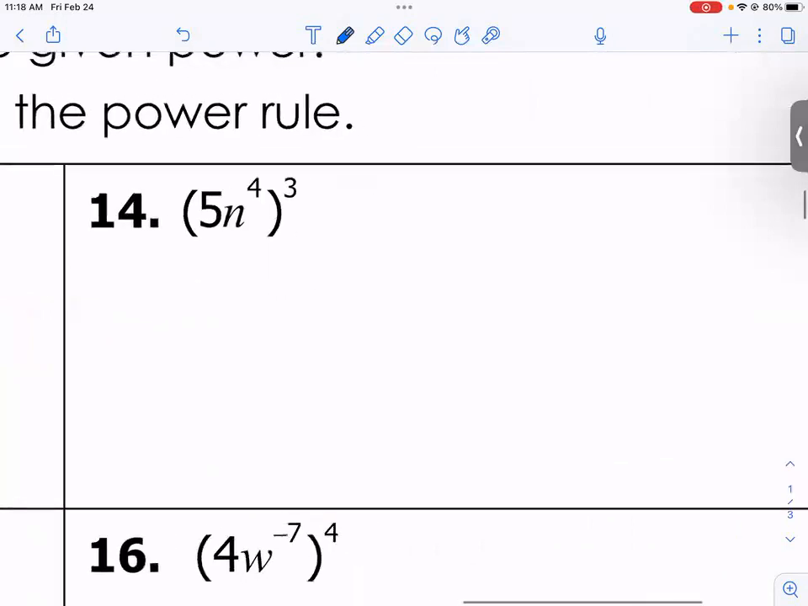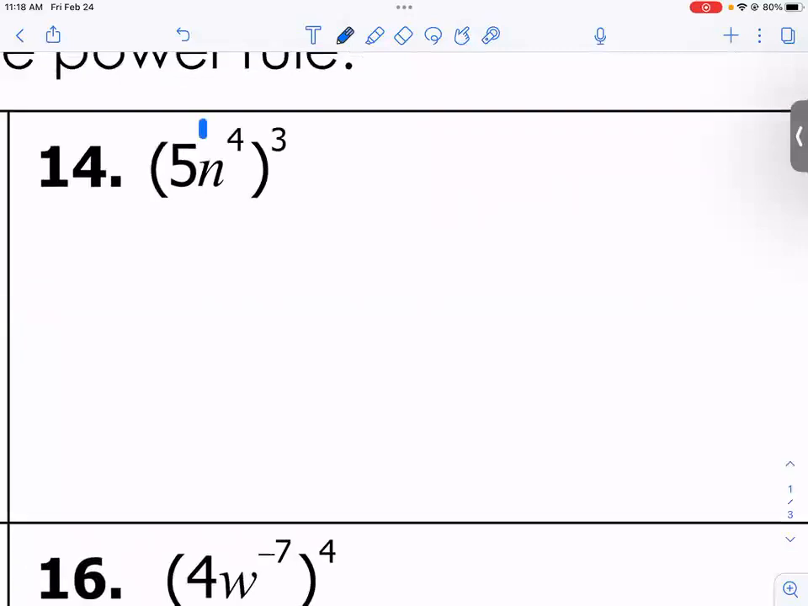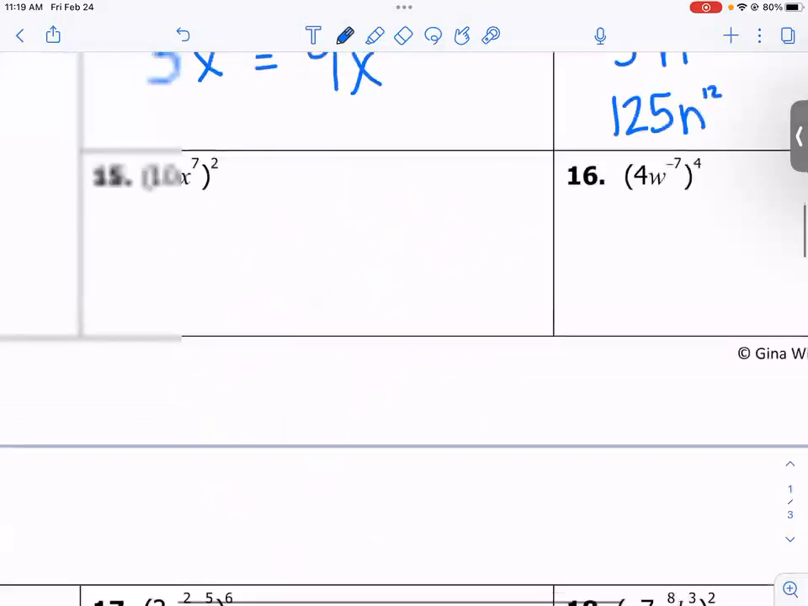So let's talk about 14. If we don't see an exponent, we assume it's 1. So since we have power to a power, this becomes 5 to the 3rd power and n to the 12th power. Now you do have a calculator. However, we also know what 5 to the 3rd power is. How about you and your elbow partner talk through 15 and 16?